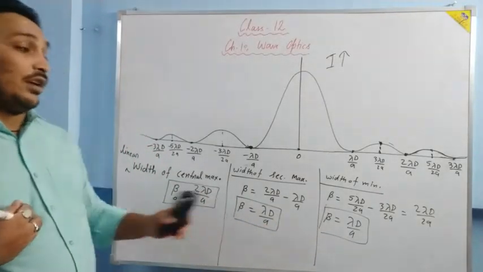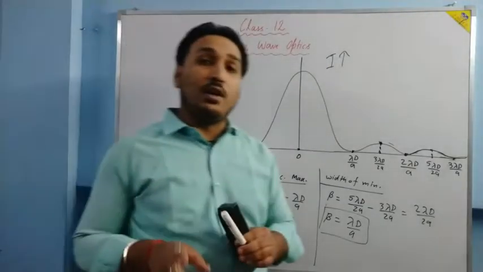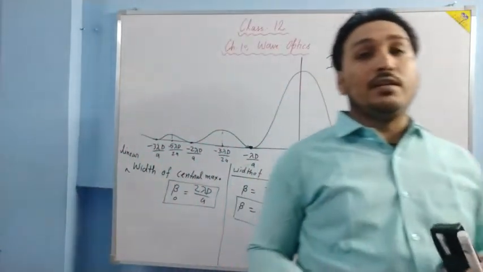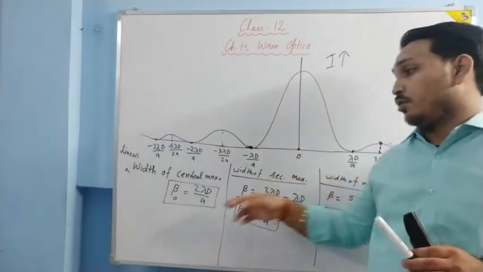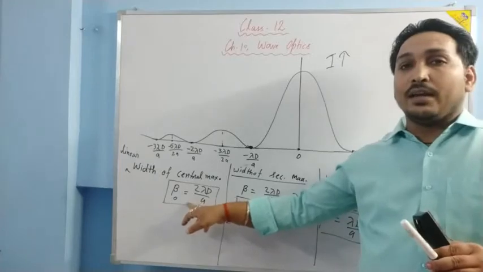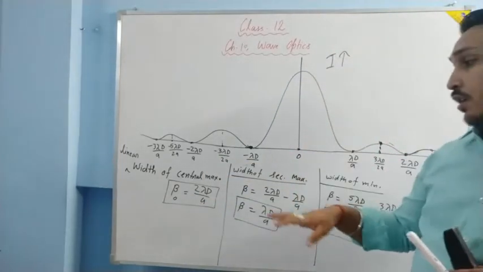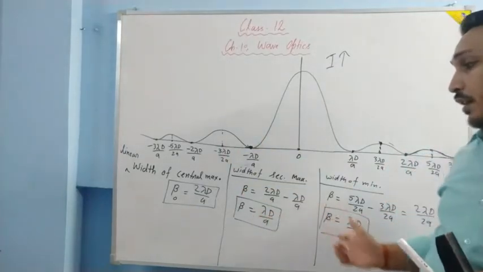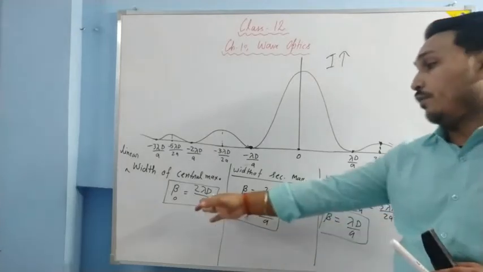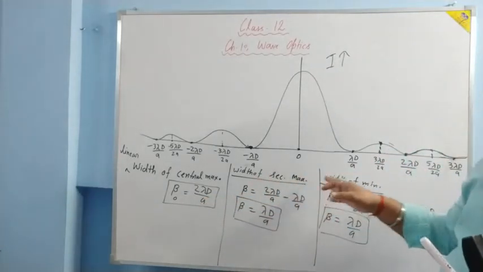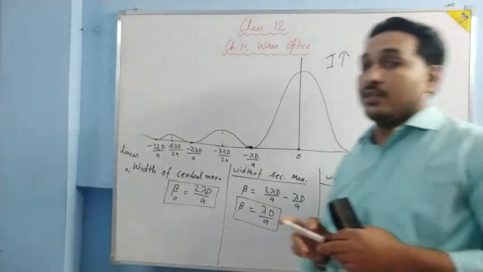This was not there in interference. In interference, all the fringes are of equal width and of equal intensity. But in the diffraction pattern, what happens? The central maximum is of twice the width, and it has the maximum intensity. Whereas the other fringes, bright and dark, both have lambda d by a width. So this is the difference between interference and diffraction.